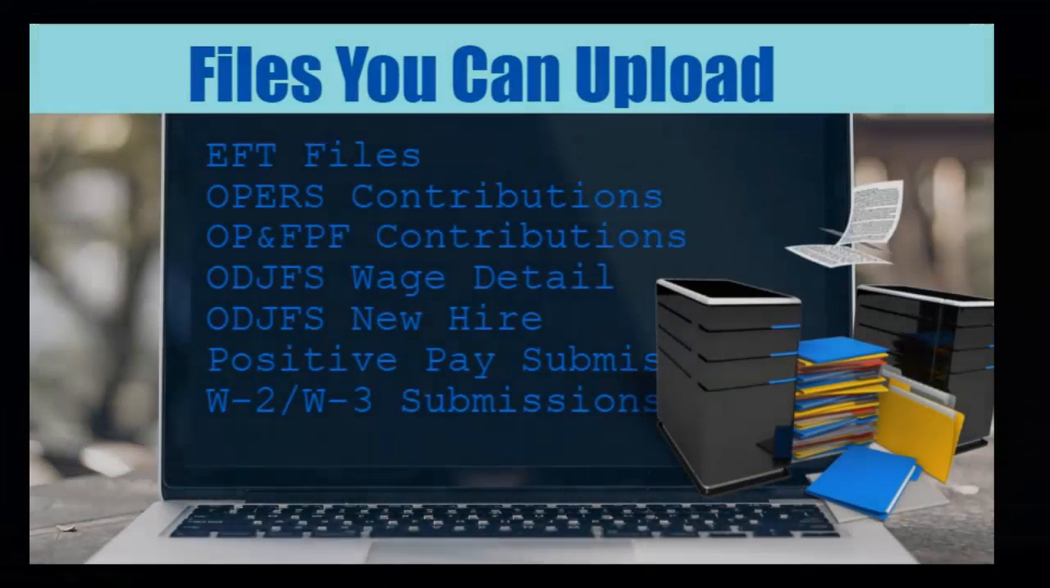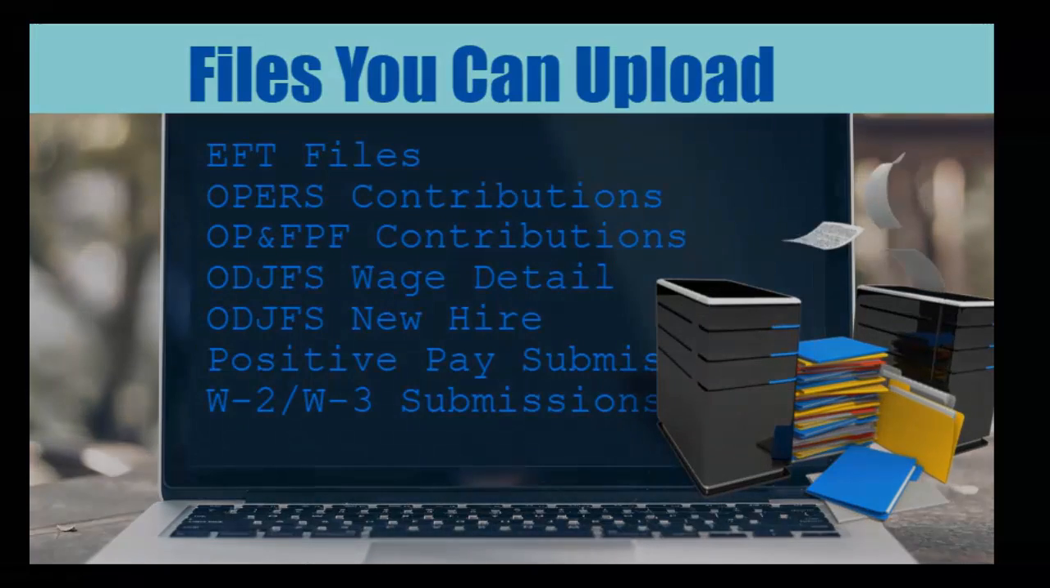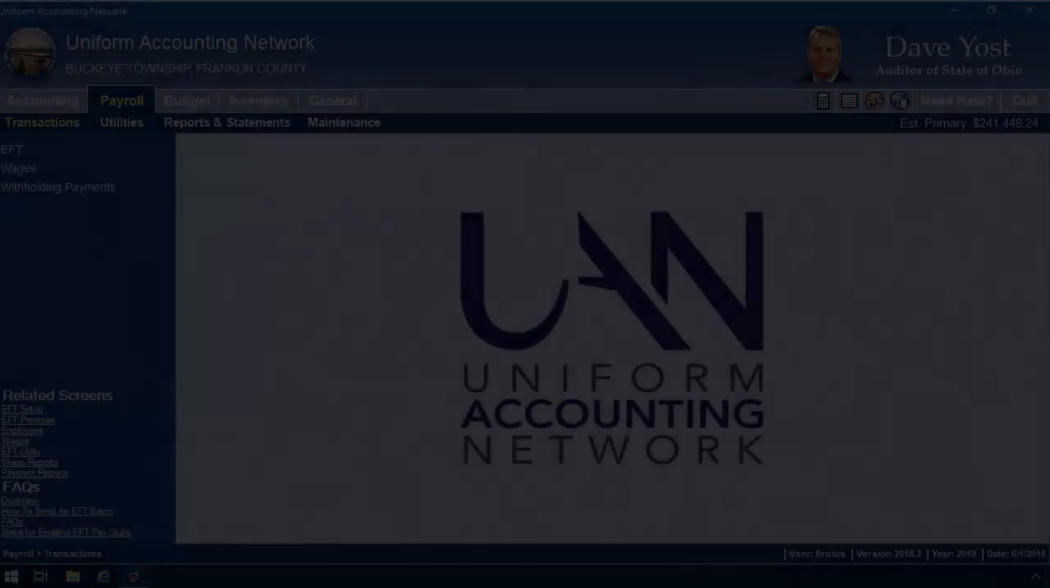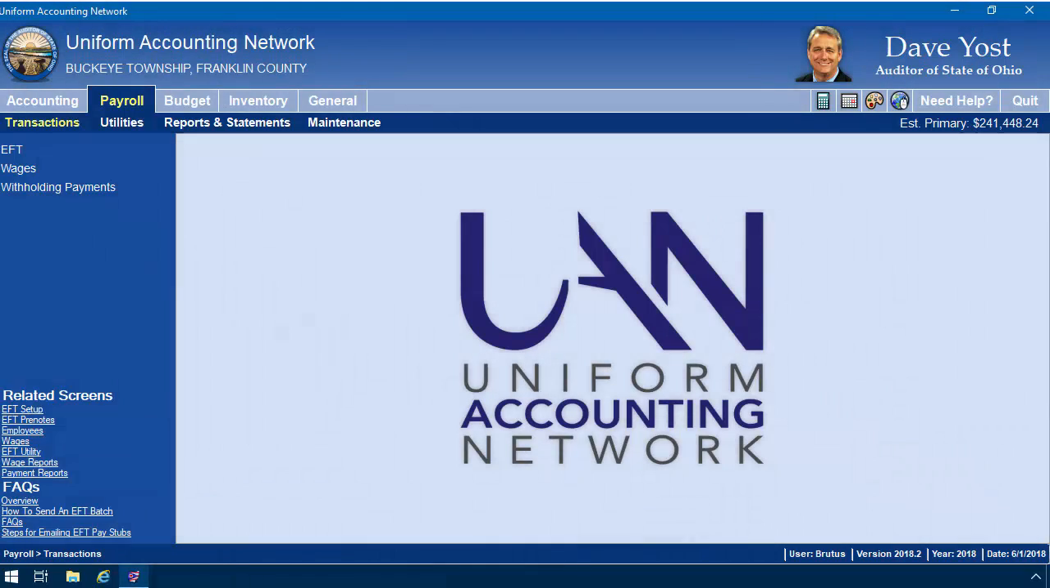All of the items on this list are files that you can create for upload to different agencies. The most common one is probably the OPR's contributions report for file upload. Remember, that includes Social Security numbers, and the EFT files include bank account numbers. What they all have in common is that UEN does not encrypt or password protect these files.